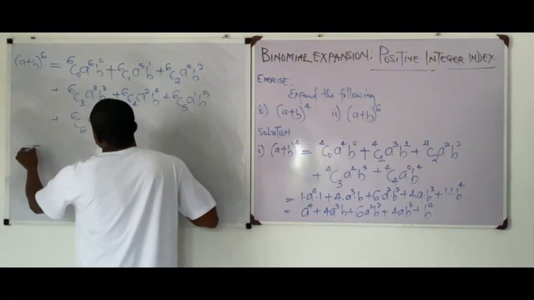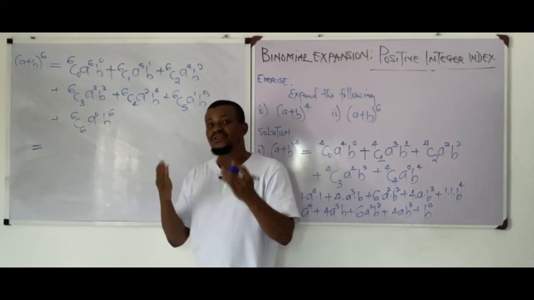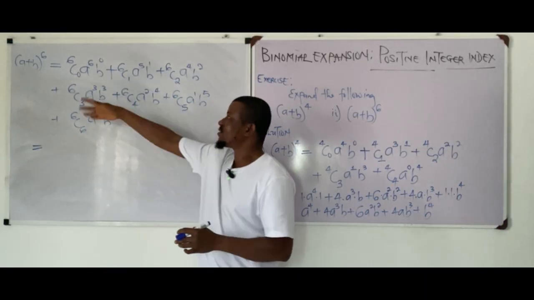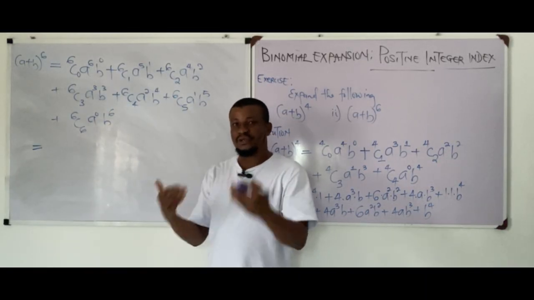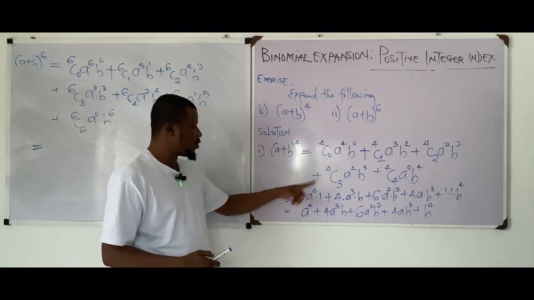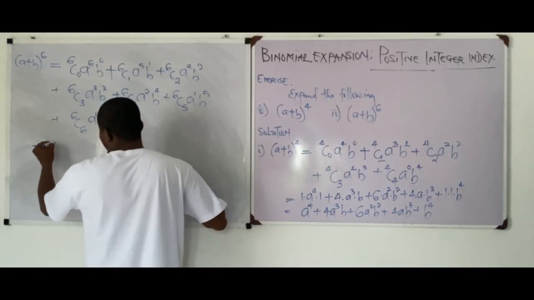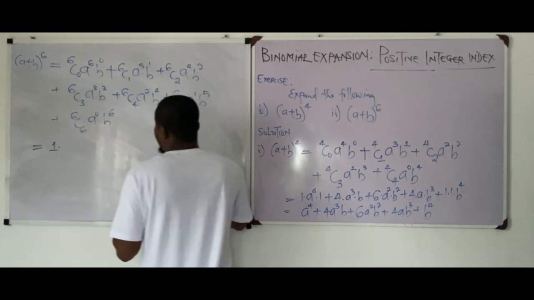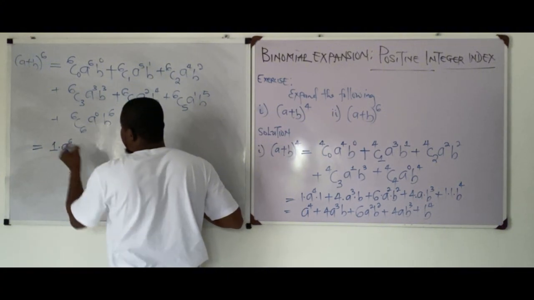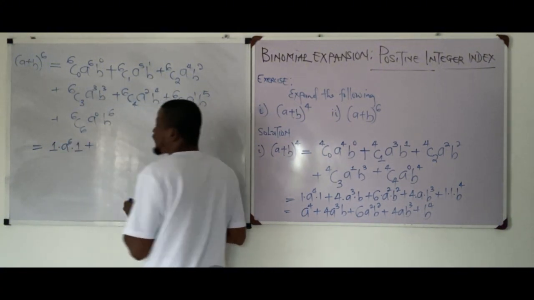Okay, so let's continue with this. How do we solve 6 combination 0? Like I told you, any number combination 0 is 1. 6 combination 0 is 1. N combination 0 is 1. We can see it from this example: 4 combination 0, we have it as 1 here. So 6 combination 0 is 1. A to the power of 6 times B raised to the power 0, which is 1. All right.